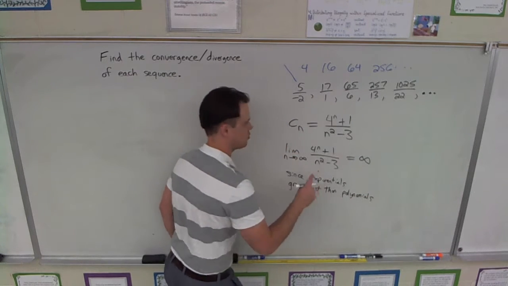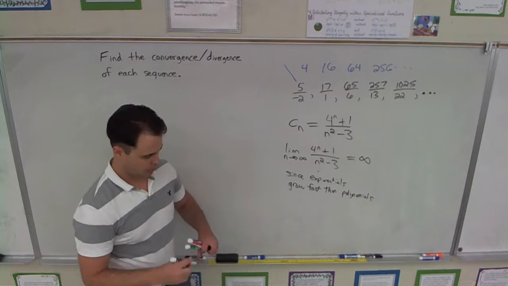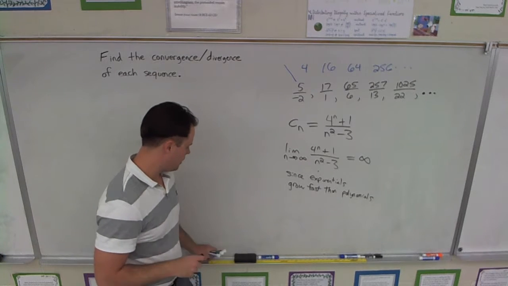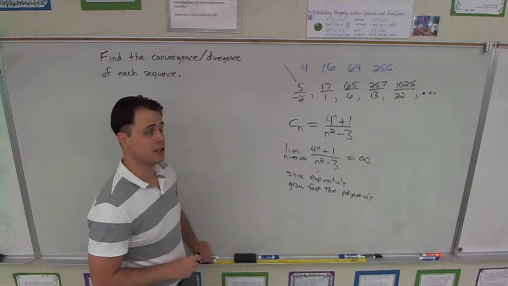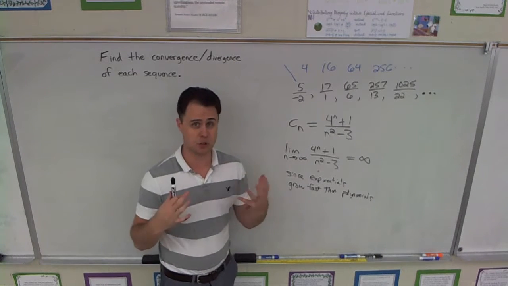Specifically, in this case, square polynomials. So that means that this sequence diverges. Okay, there we go. Let's look at now another tool by which we can conclude whether sequences diverge or converge.